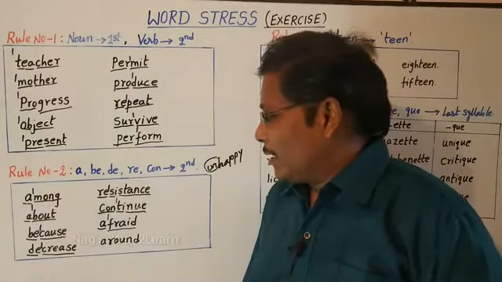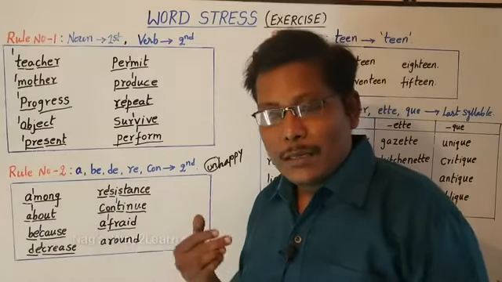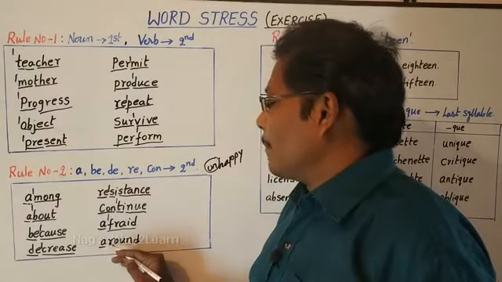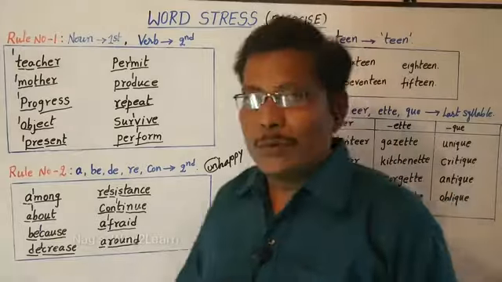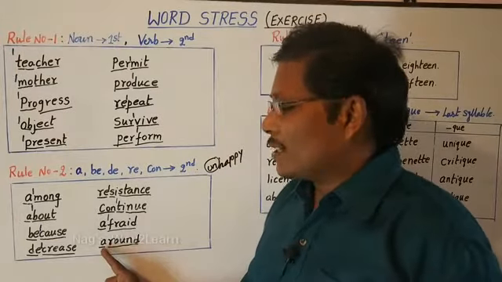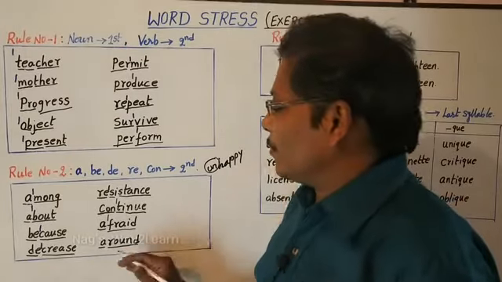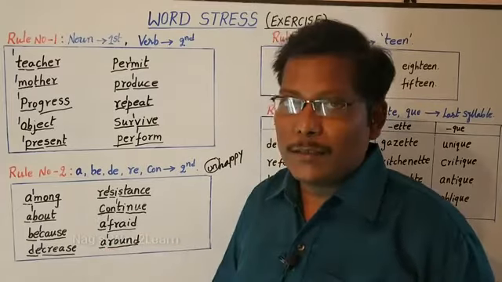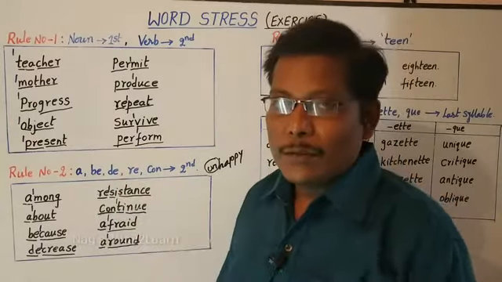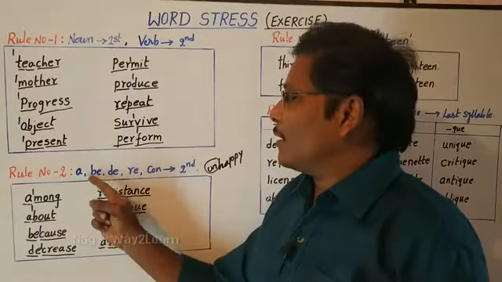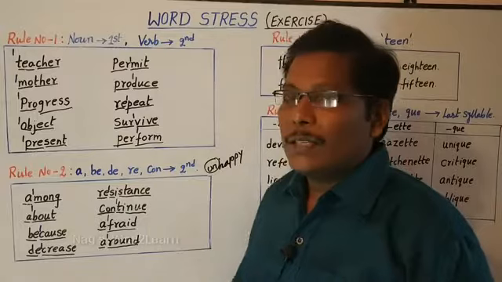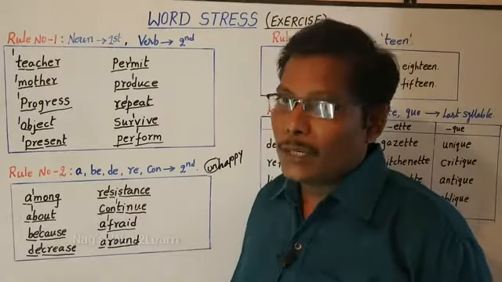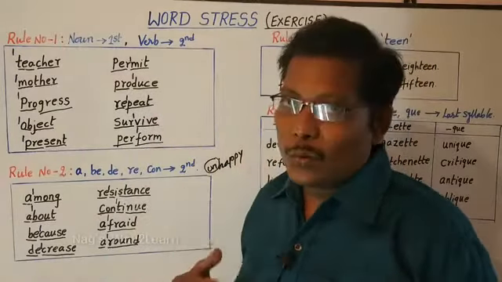Okay. And finally you see the word around. A-R-O-U-N-D, around. Here also there are two syllables, a, R-O-U-N-D, round. There are two syllables, and you see the prefix a, so you put the stress mark on the second syllable, round. So you put the stress mark here. So around, like that. So this is rule number 2. If you find the prefixes a, be, de, re, con in a word, then the stress will be generally on the second syllable like this. You understand? This is rule number 1 and this is rule number 2.